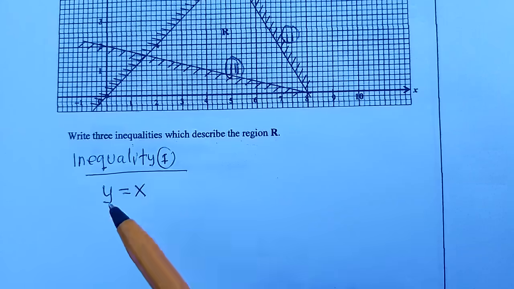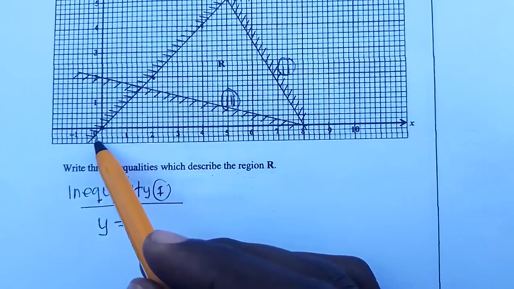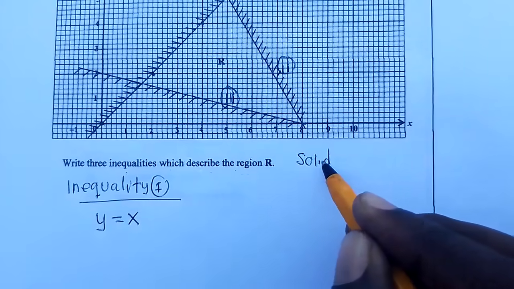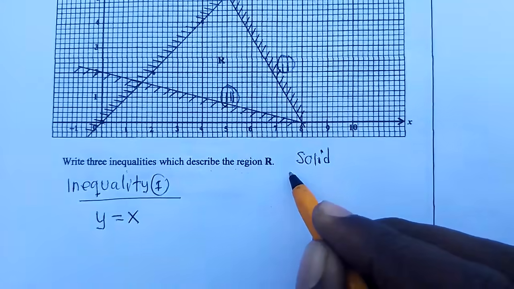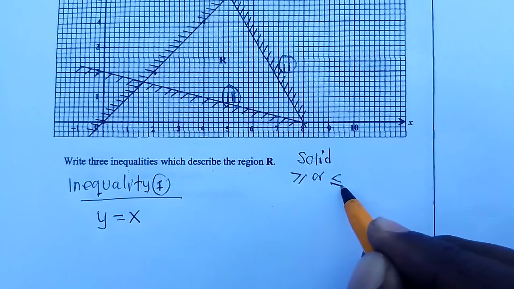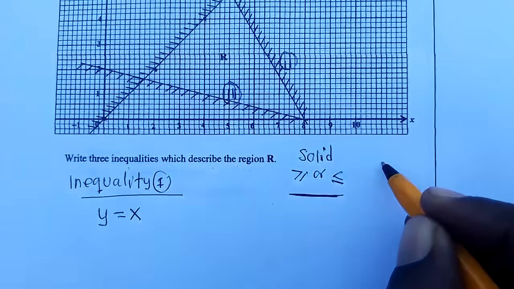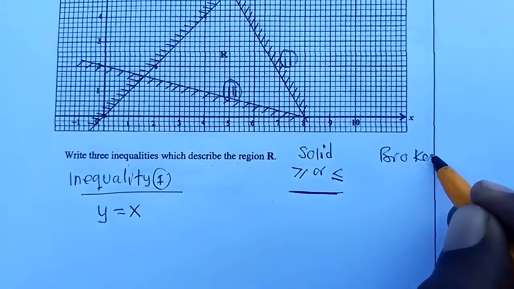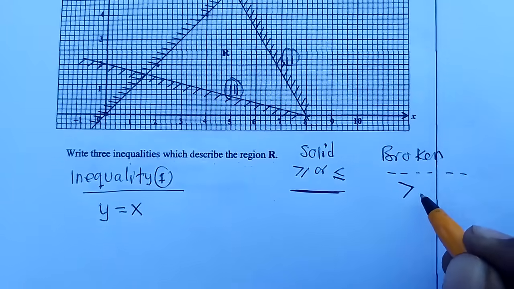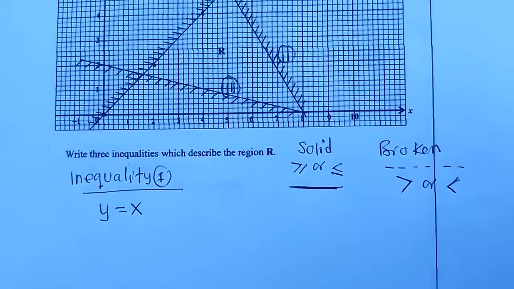So this is an equation. Now, which part have they shaded? This is a solid line. Whenever we are having a solid line, we use greater than or equal to, or less than or equal to. So for a solid line, these are the inequalities we use. But when we've got a broken line, we use just greater than, or just less than. So these are the inequalities that we normally get to use.